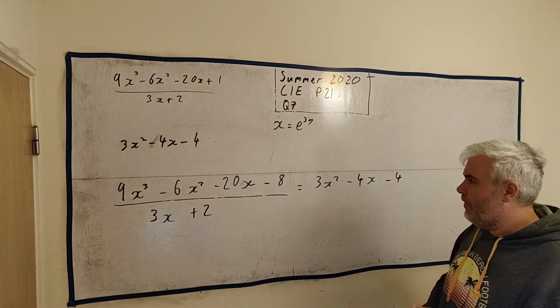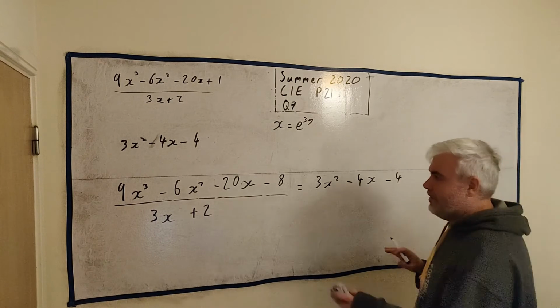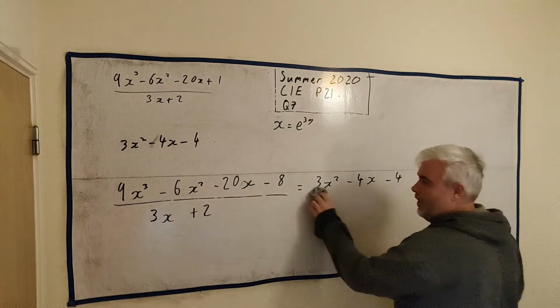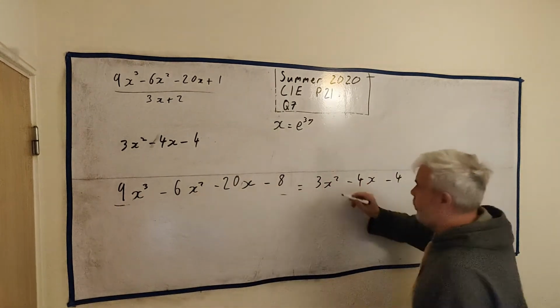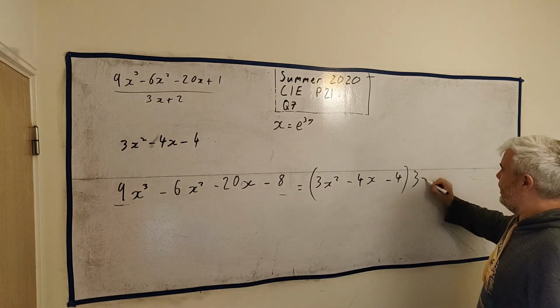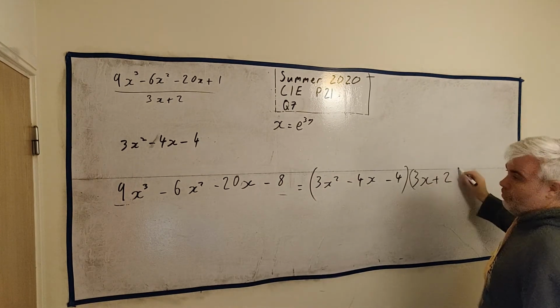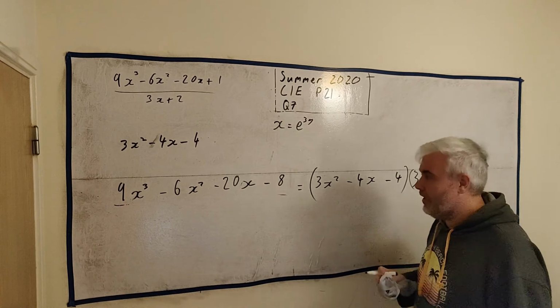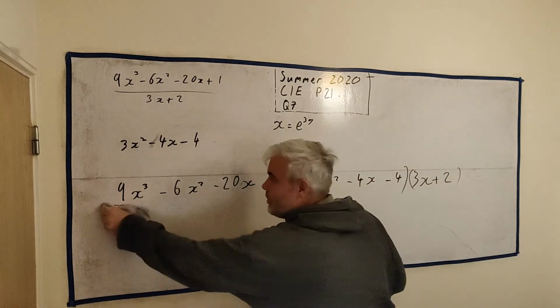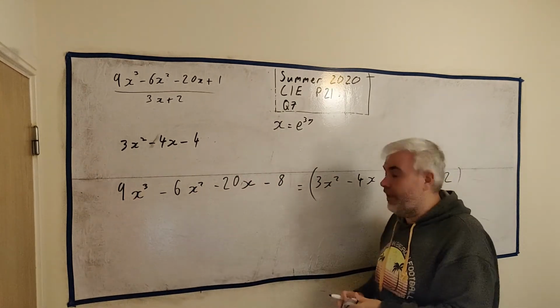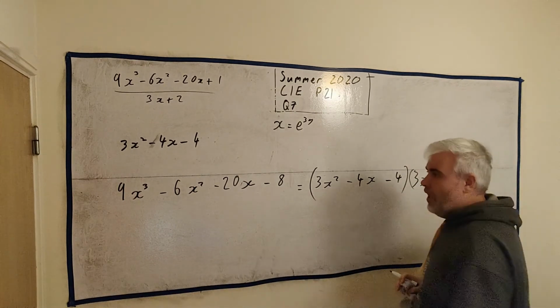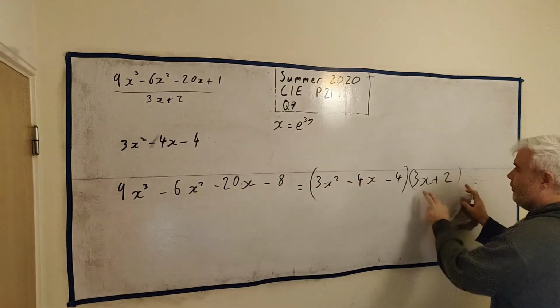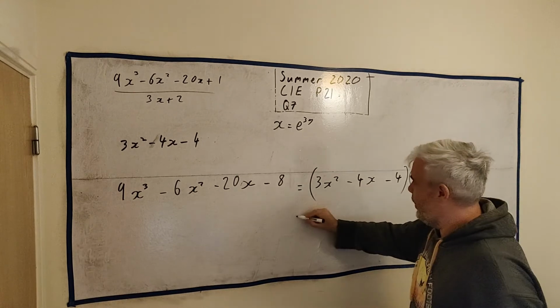Okay, so if this divides in and equals that, let's just multiply this over here. So 3x plus 2, we just get 3x plus 2. That's one of the ways we factorize. We just divide something in to get the other factors. So this is equal to these two factors, or we can separate this one out.